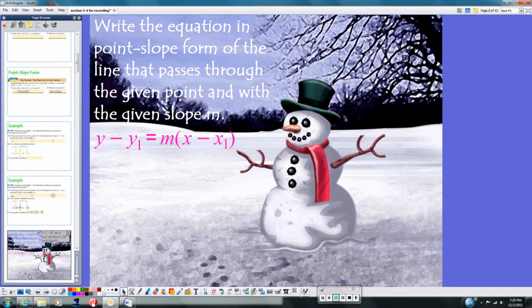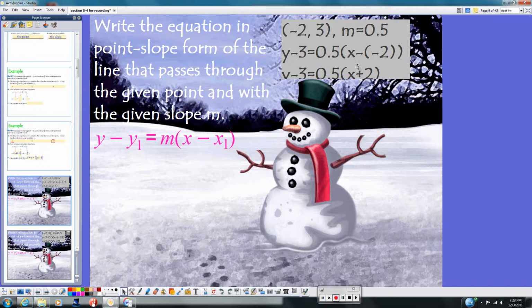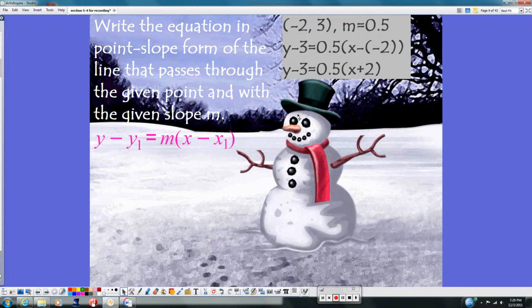Let's take a look at some more examples here. The first one, we have negative 7, negative 2 as our point, m is 2. So substituting into our point-slope form, y1 is going to be the negative 2, x1 is the negative 7, and the slope is 2. Fixing those double negatives, we get y plus 2 equals 2 times the quantity x plus 7. Another one, negative 2, 3 is our point, 0.5 is our slope, so y minus 3 equals 0.5 times x minus a negative 2. Fix that double negative, and you have y minus 3 equals 0.5 times the quantity x plus 2.